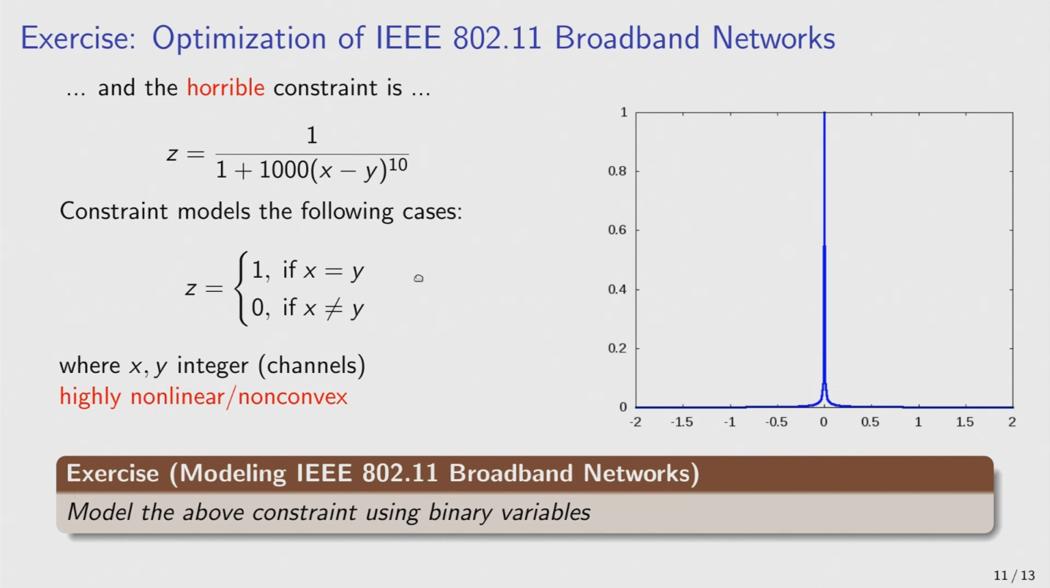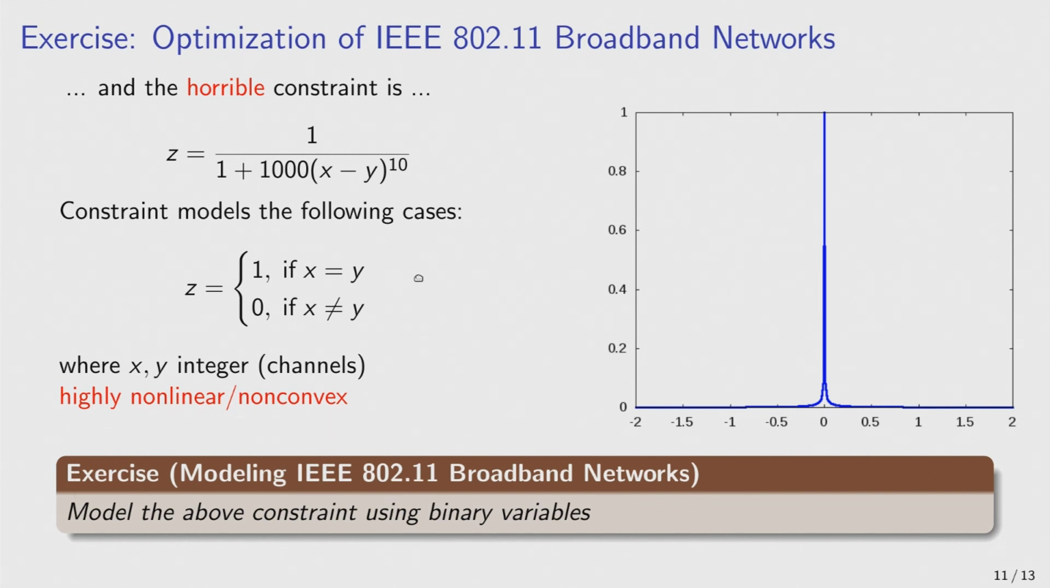And so this constraint is really horrible because it's got a lot of curvature. It's a very, very nonlinear constraint. It would be horrible to solve this problem. But there's a cool model. You can model this using binary variables.